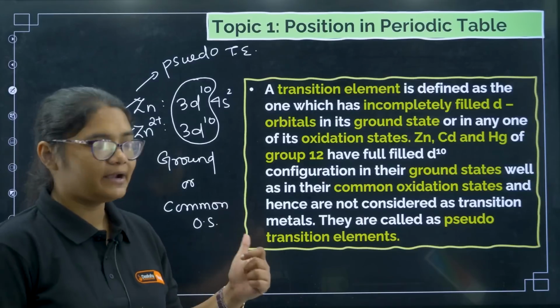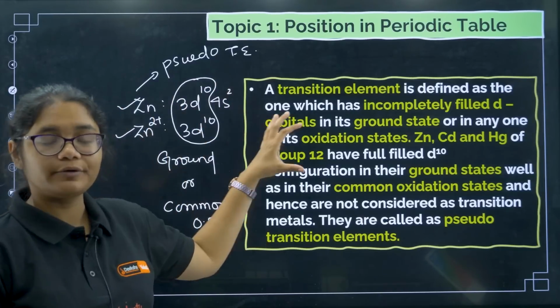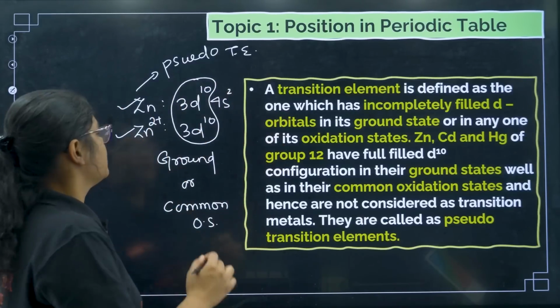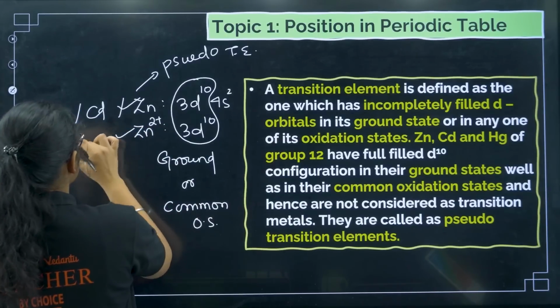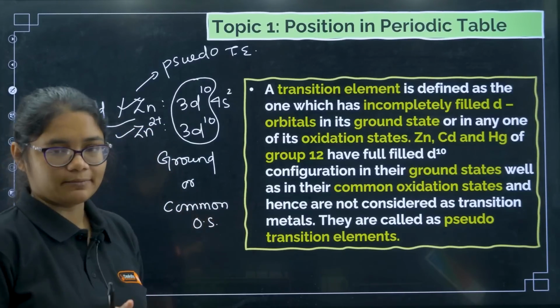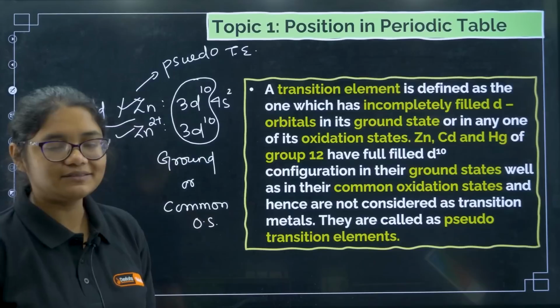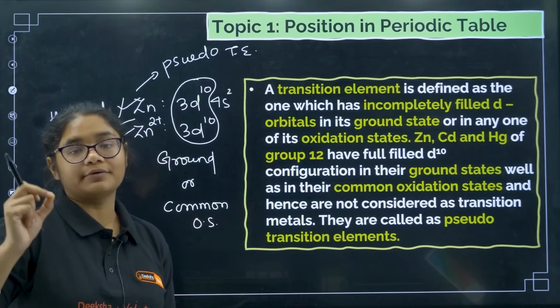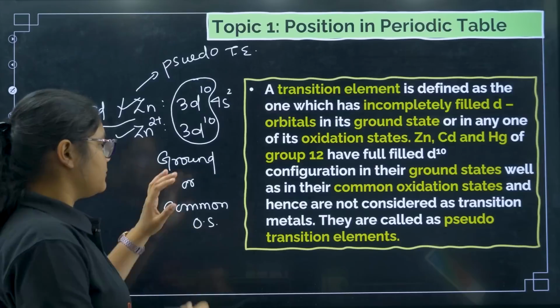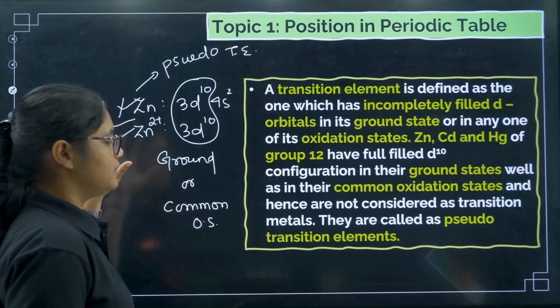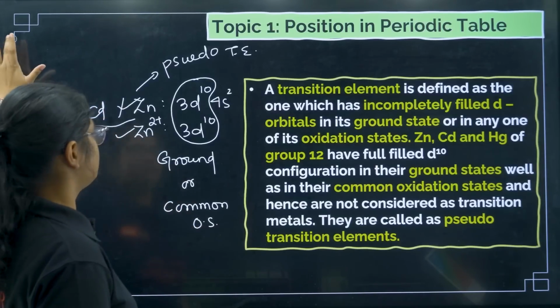What all elements come in the pseudo transition element series? You have zinc, you have cadmium, and you have mercury. These three elements are d block elements but not transition elements, and they are called pseudo transition elements. I hope this is clear. Questions can be asked from here, so please make sure that you understand this concept properly.